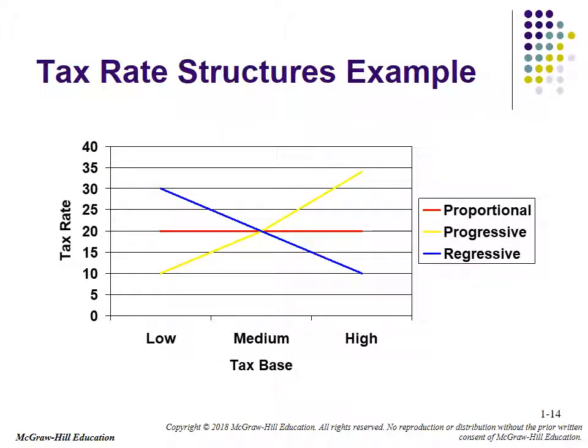So that is what a chart would look like. A proportional would be a straight line because everybody's taxed the same. A progressive, which is like our federal income tax system, increases: the tax rate increases as income increases. A regressive, like the Social Security tax, decreases overall. That rate would decrease as income increases.